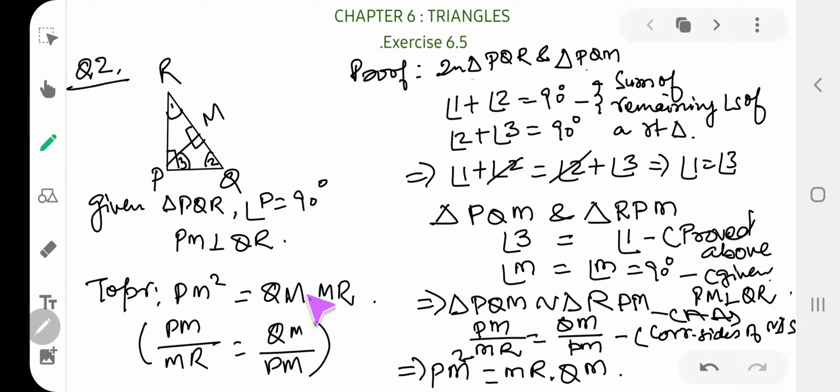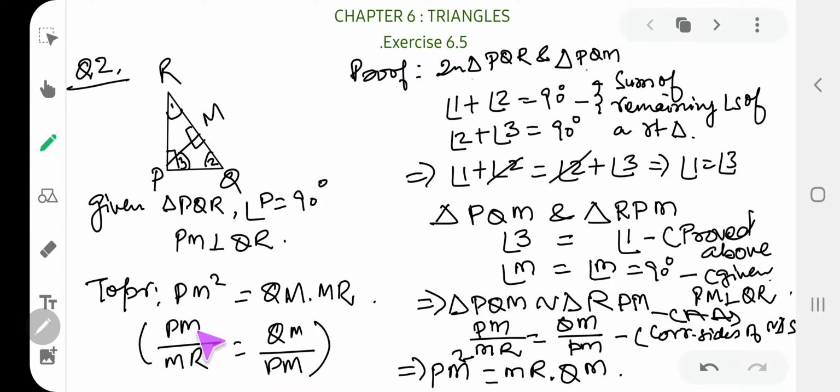Now you need to decide which two triangles shall be proved similar. So to decide that, you will write it like this: PM square, that means you have 2 PM. Leave 1 PM here and the other PM this side. And out of QM and MR, take 1 to this side. And now this to prove is converted into ratio form.